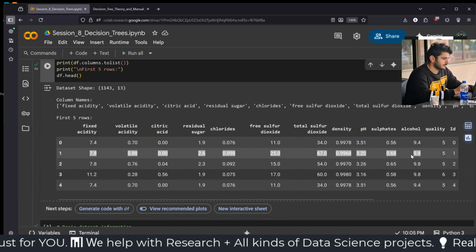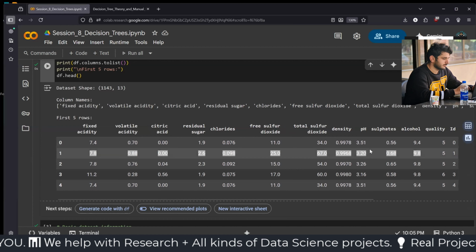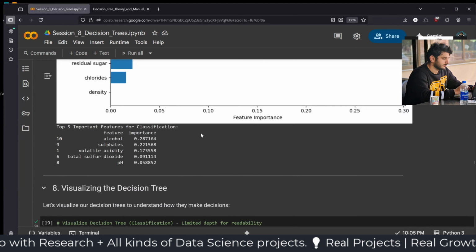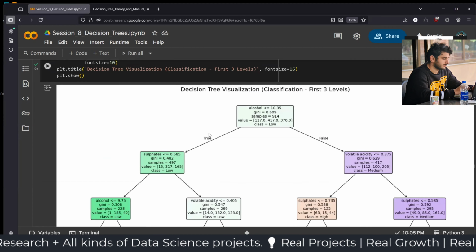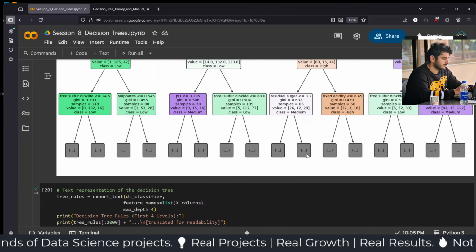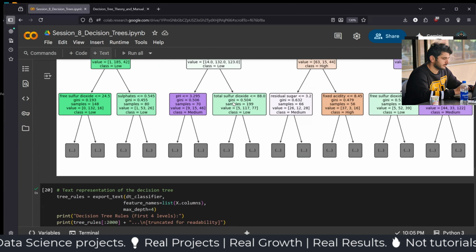Is it or not? If not, then we will move on to the next node, check the next condition, and at the end of the day, we will get a proper classification of whether this is a high quality wine or a low quality wine. Okay, now move on to the second question.